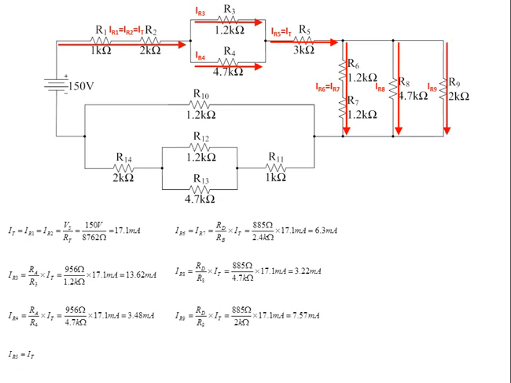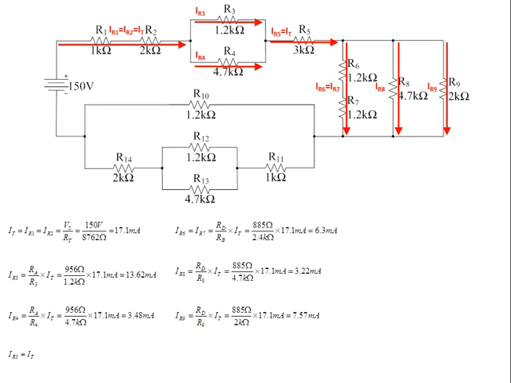Next, we calculate the current going through R9. So again, we multiply the current flowing into this parallel section, which is 17.1 milliamps, by the total resistance of this parallel section, which is 885 ohms, over the resistance of the third branch, which is 2 kiloohms, and we get a current of 7.57 milliamps.